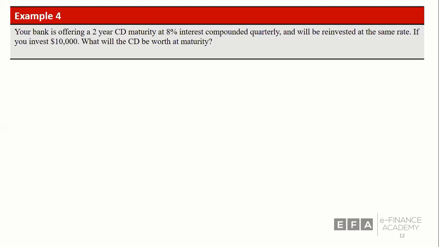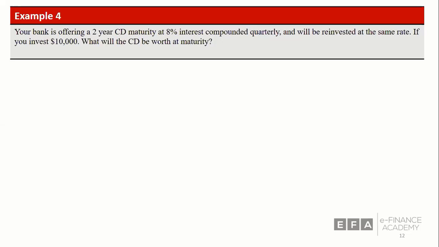If it's semi-annual, then there are 2 semi-annual periods in a year. If it's quarterly, then there are 4 quarters in a year. If it's monthly, you have 12 months in a year. If it's daily, you have 365. If it's weekly, you have 52 weeks in a year. So you need to remember that periodicity. All right, let's look at example 4.